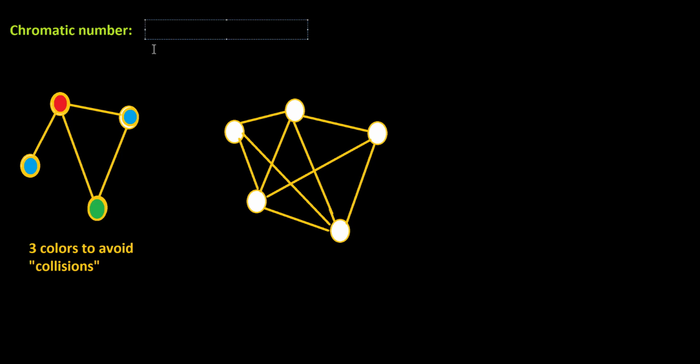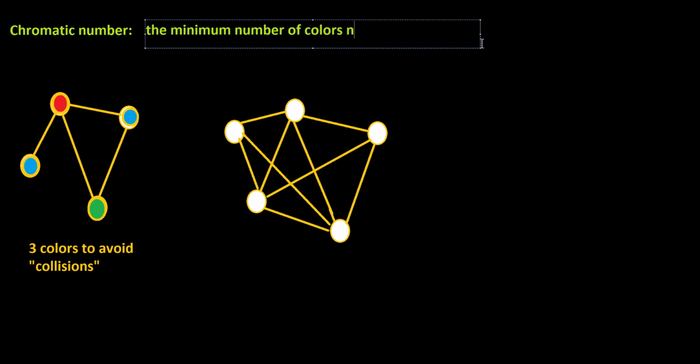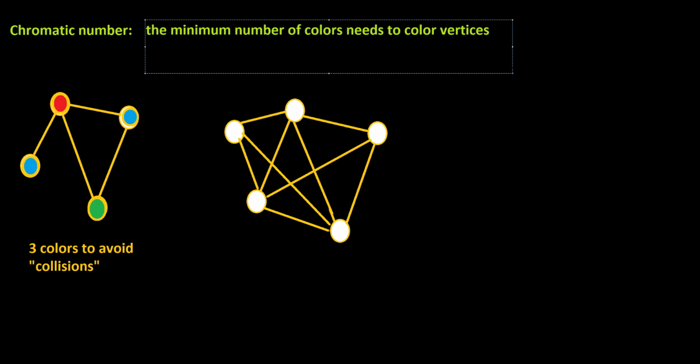So the chromatic number of a graph is the minimum number of colors needed to color vertices so that no two adjacent vertices, in other words neighbors, share the same color.